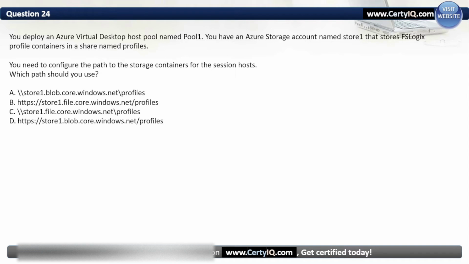Question 24. You deploy an Azure Virtual Desktop host pool named pool1. You have an Azure storage account named store1 that stores FSLogix profile containers in a share named profiles. You need to configure the path to the storage containers for the session hosts. Which path should you use? The correct option is C, store1.file.core.windows.net/profiles.